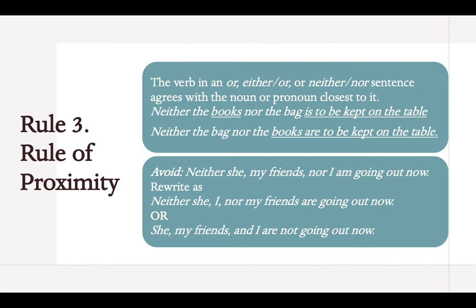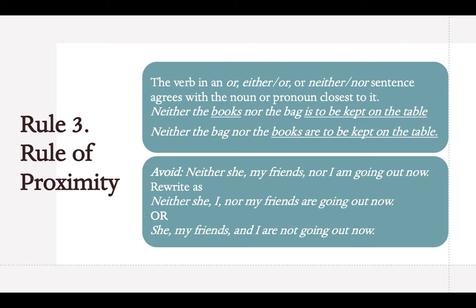Proximity refers to the situation of being near something. Now, in sentences that have the structure either-or, neither-nor, and or, if one of the entities is singular and the other is plural, then the verb should agree with the subject nearest to it. Proximity, the one standing nearest, it should agree with that. If that is singular, the verb will be singular. If that is plural, the verb will be plural.